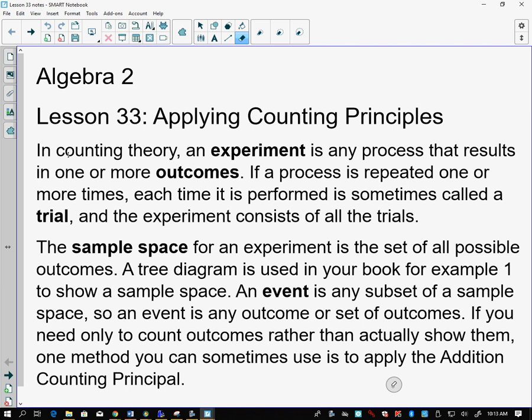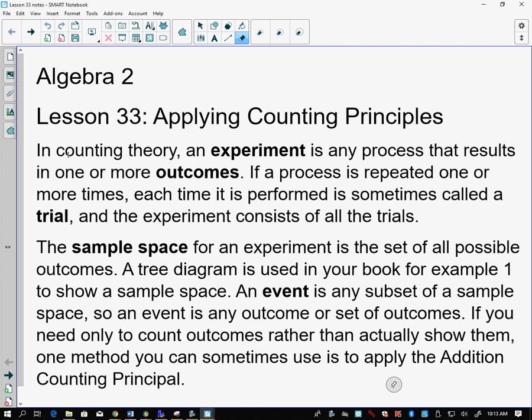The sample space for an experiment is the set of all possible outcomes. So that's the sample space. It's any possible outcome. For instance, if I'm flipping a coin, how many outcomes do I have? Two. I have two possible outcomes. So that's my sample space, heads or tails.